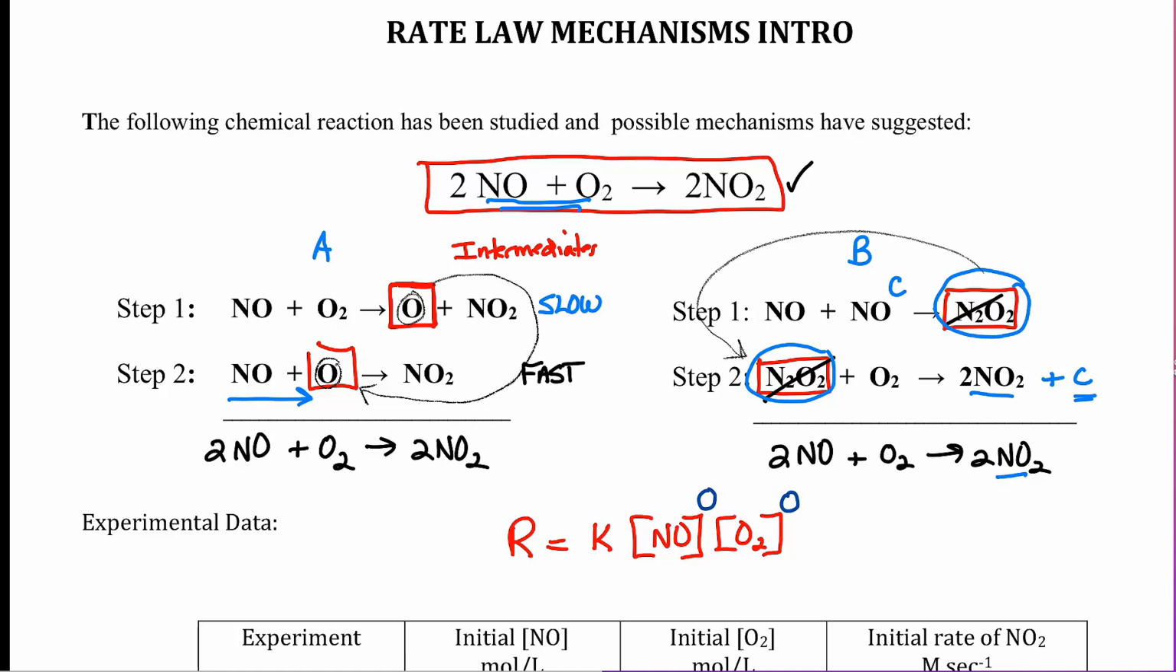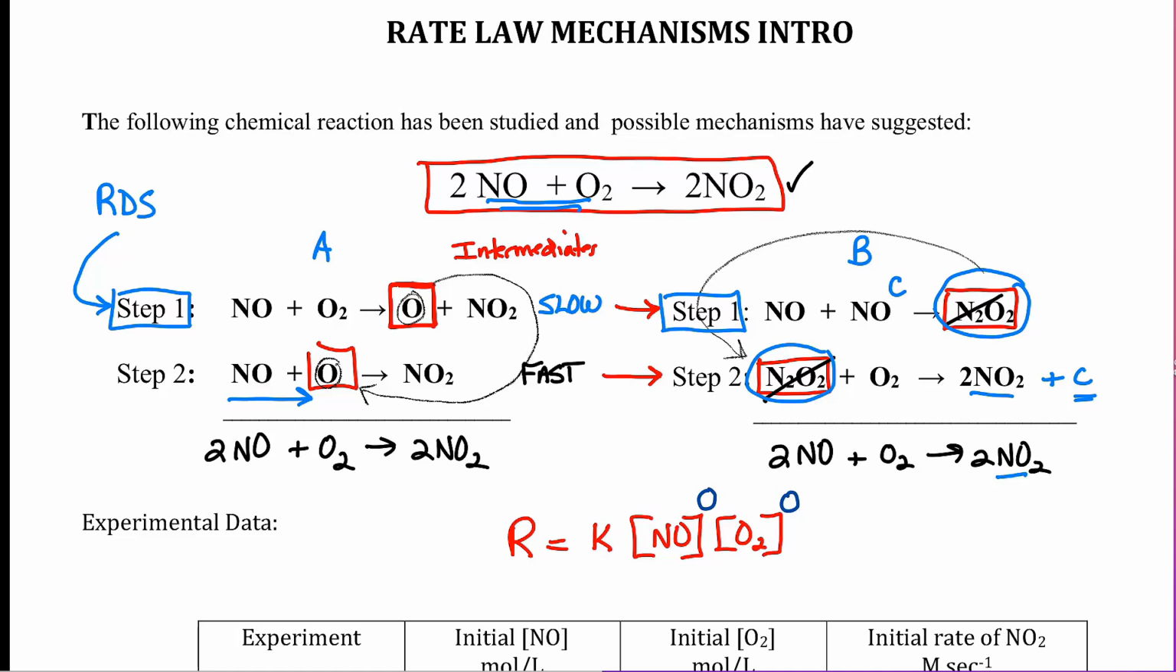But in any case, we've established here that the fast step is going to be the second step because we're producing an intermediate in the first step of both of these mechanisms. And the slow step is step one in both of them. Now, the slowest step is something called the rate determining step. So the rate determining step is the slowest step. So step one for both of these is the rate determining step because we have two steps, a slow step and a fast step.